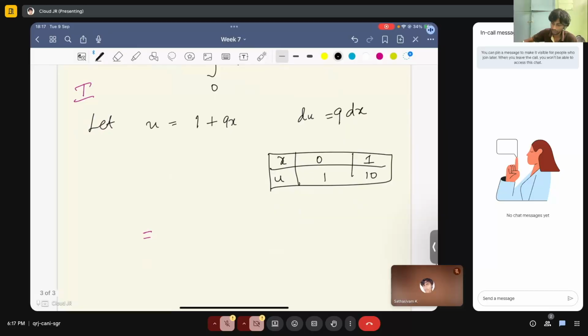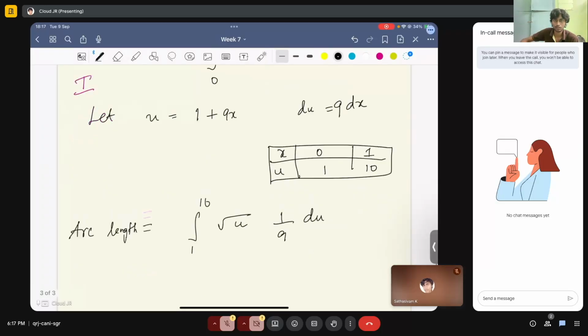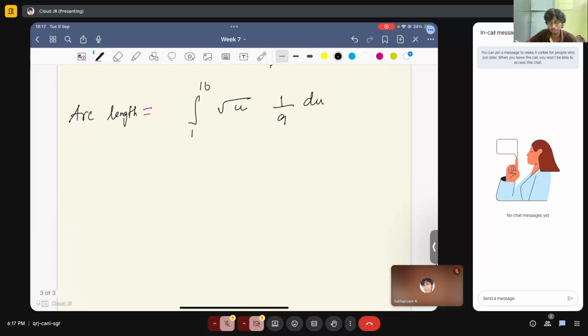So now we substitute everything back. Arc length now will be the integral from 1 to 10 of square root of u, and instead of dx you will write 1/9 du, right? So this is what you have. Now the 1/9 comes before, and then this is from 1 to 10, so u^(1/2) du.